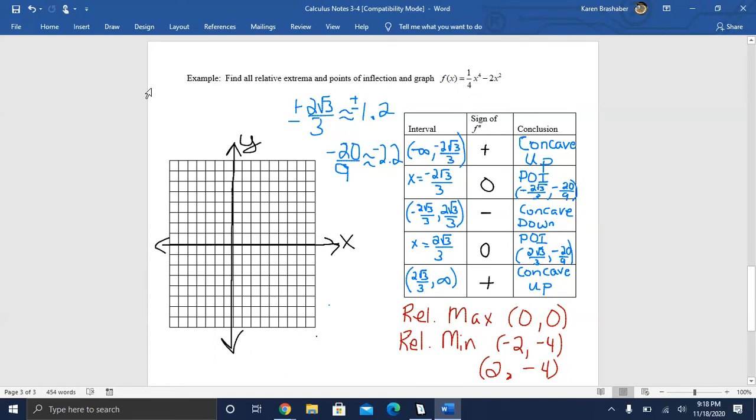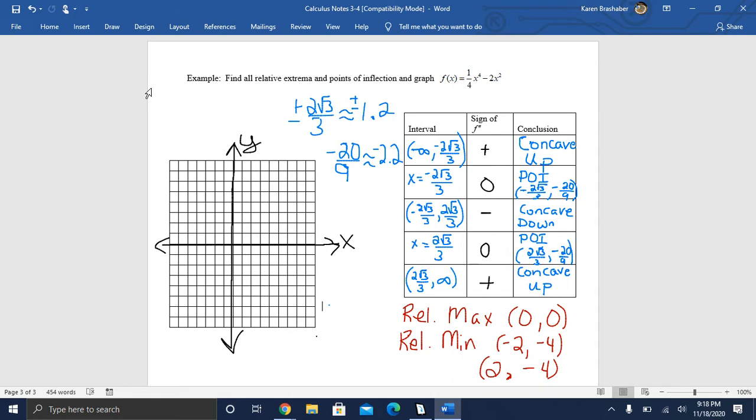All right, we'll have one more video. This will be short, to wrap all this up and put everything together into your graph. So your example really said to find all the relative extrema, which we did in the video about the second derivative test, and the points of inflection, which we did in the video about concavity and points of inflection. And then it said to draw the graph.